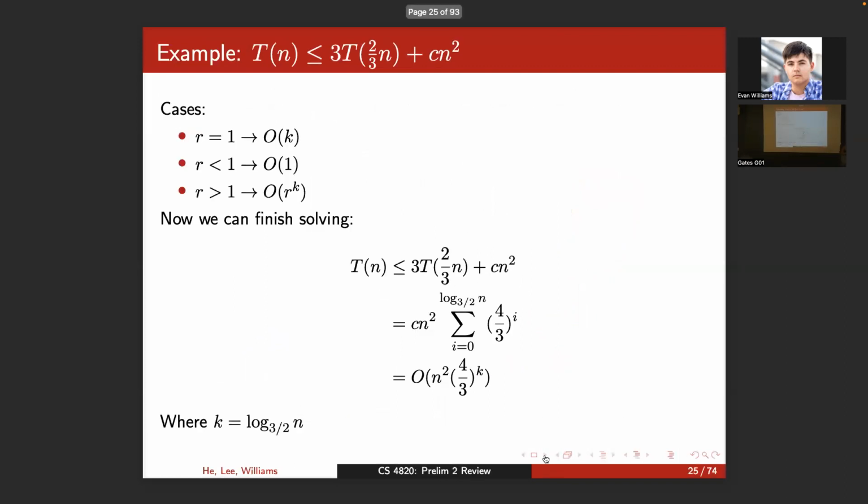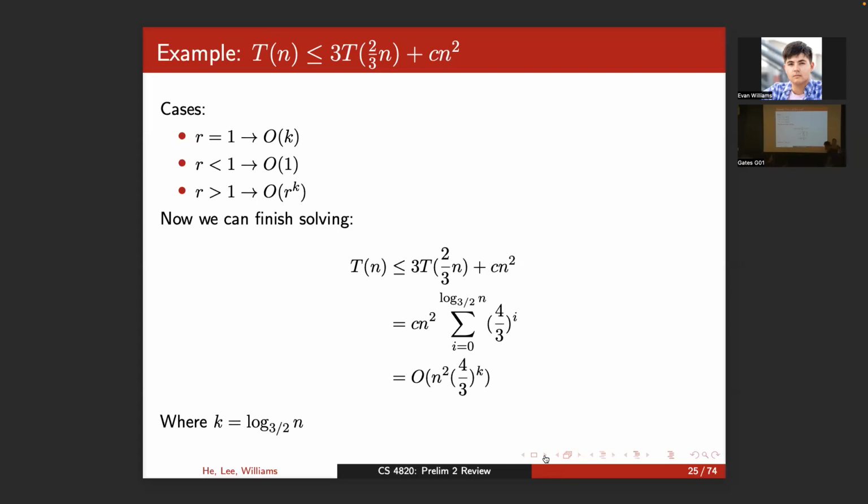The next one after that. Yeah. So once you get down to the geometric sum form, then we have these rules for geometric sums, which hopefully we all know about. So if r is equal to 1, it's just going to be O of k. If r is less than 1, it's going to be constant time. And if r is greater than 1, it's going to be O of r to the k power.